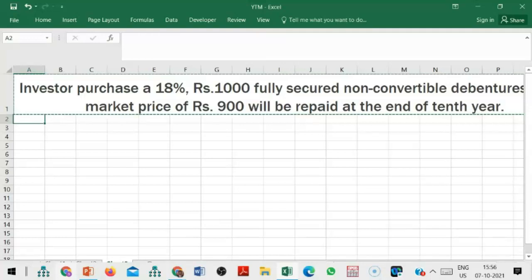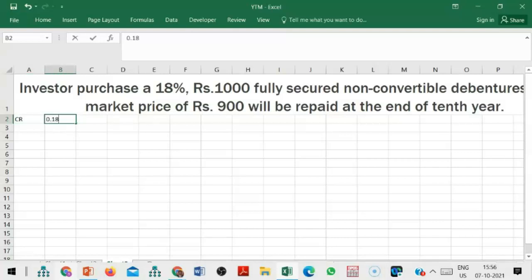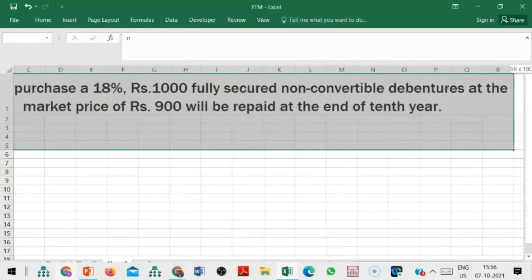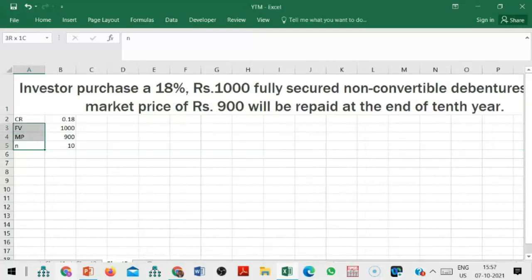So here you can take 18 percent, the coupon rate is 18 percent, it is 0.18. The face value of the instrument is given as 1000 rupees. The market price of the instrument is given as 900 rupees. The years to maturity is 10 years. So these are the four variables available in the problem.